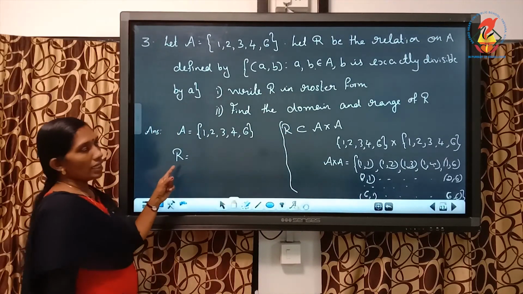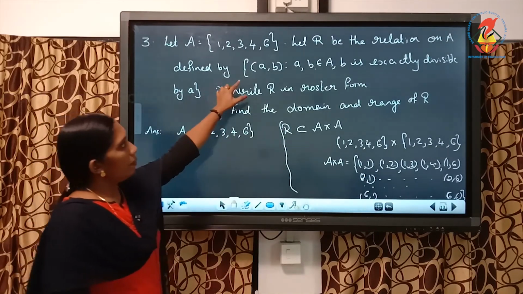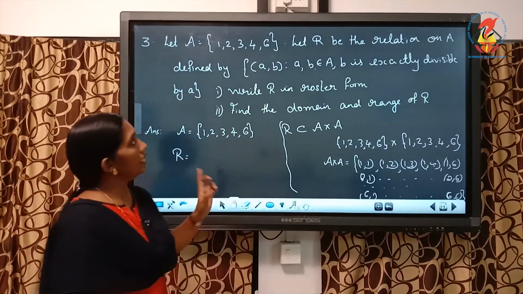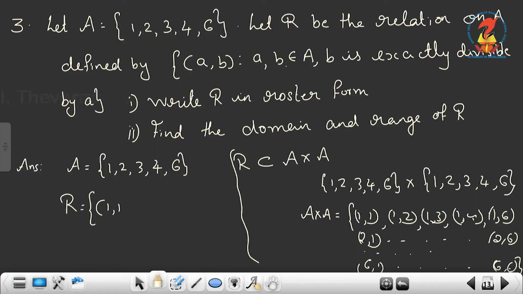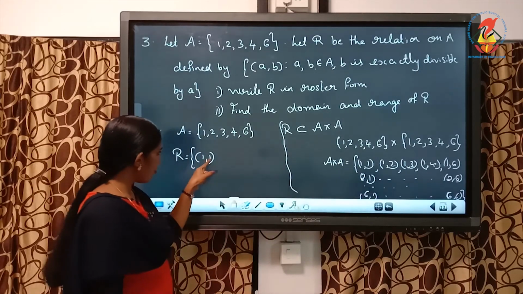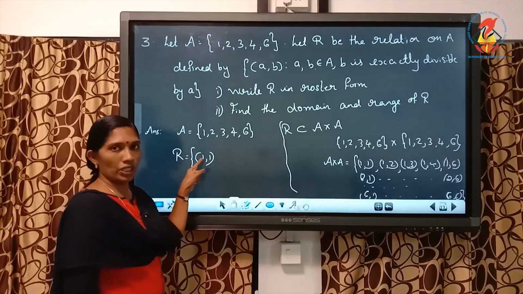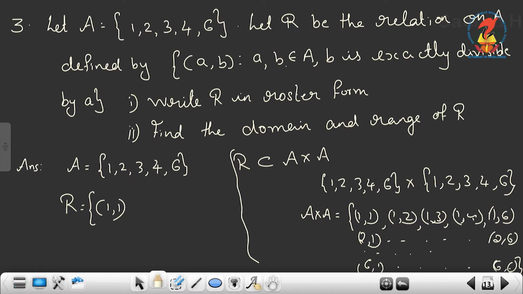Now R is the relation (A, B) such that B is exactly divisible by A. So can I write (1,1)? (1,1) is in this set. (1,1) means this 1 is divisible by this first one. So like that I can write (2,2), (3,3), (4,4), then (6,6).